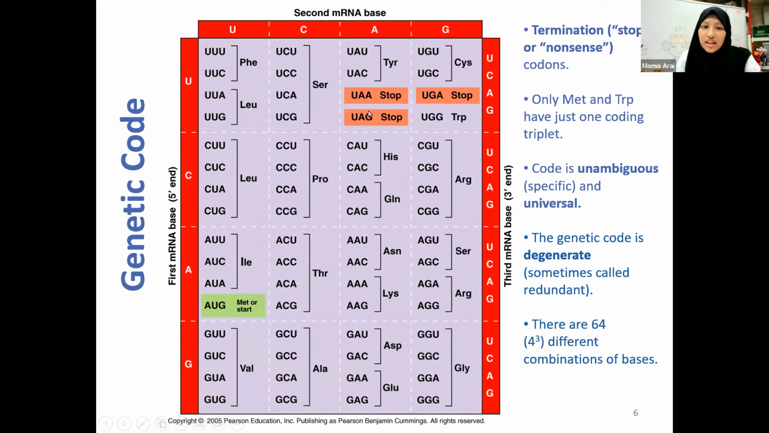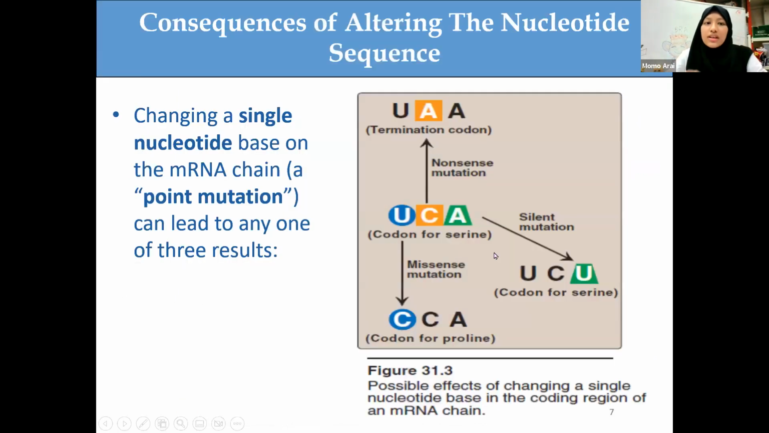And also, I just want to clarify something. This table is based on mRNA. That's why you'll see U over here, okay? The uracil instead of the thymine. Okay, that's all.